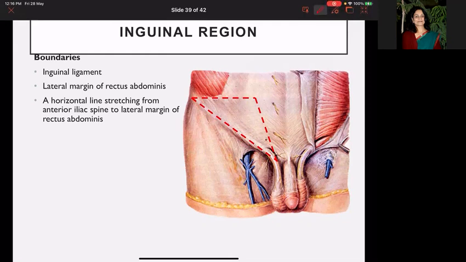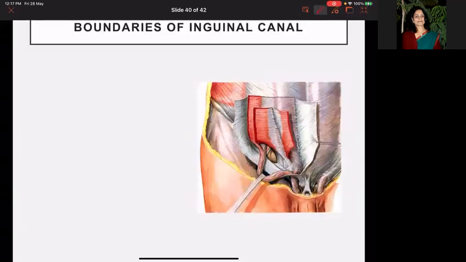This is important, as we'll read in the next classes. Just above this inguinal ligament, in the medial half region, there is a canal called the inguinal canal, which gives passage to, again you can see here, the spermatic cord. We'll read in detail about all these boundaries of the inguinal canal, its importance, inguinal hernia, all these are the different layers.